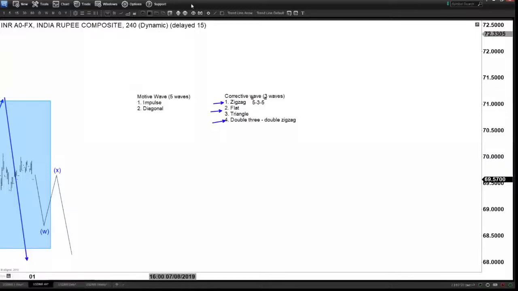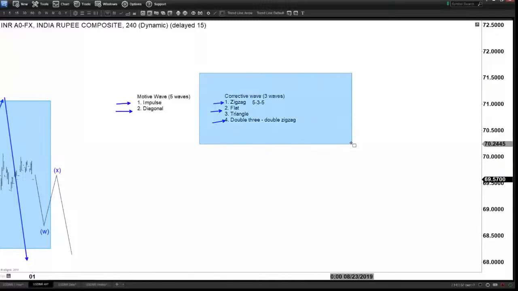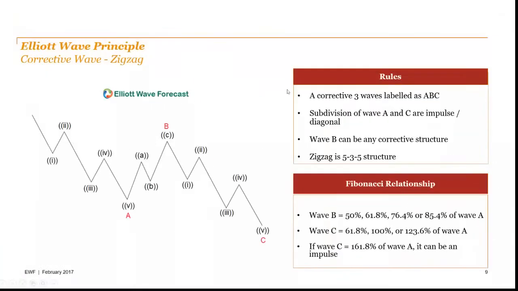I'm gonna do it pretty fast, hopefully. This is a zigzag. We talked about it before. It is an ABC, right? It's 3 waves, and then A subdivides into 5 waves in the lower degree, B subdivides into 3, C subdivides into another 5 waves of a lower degree. Okay, so it's labeled as ABC.